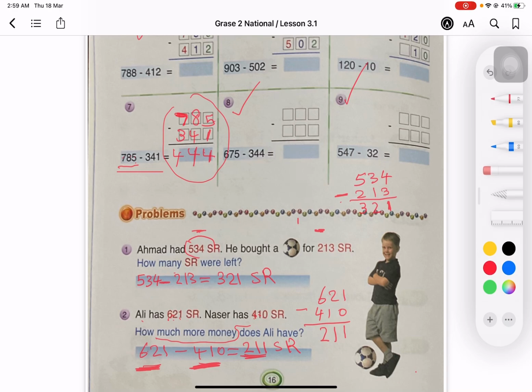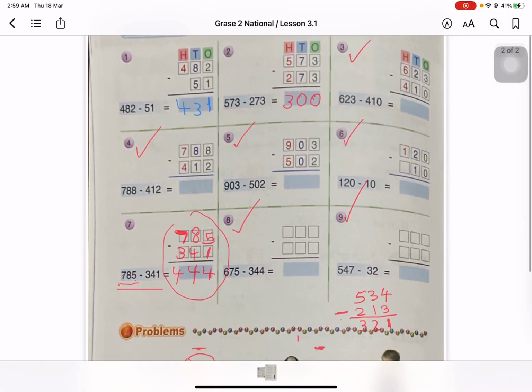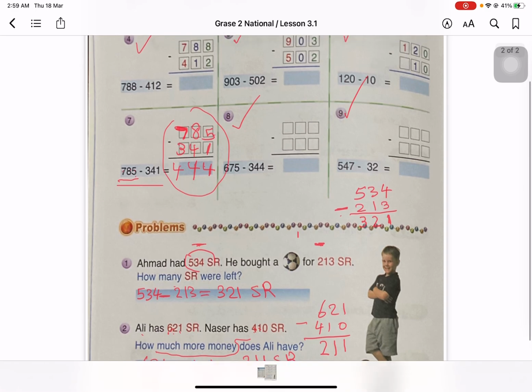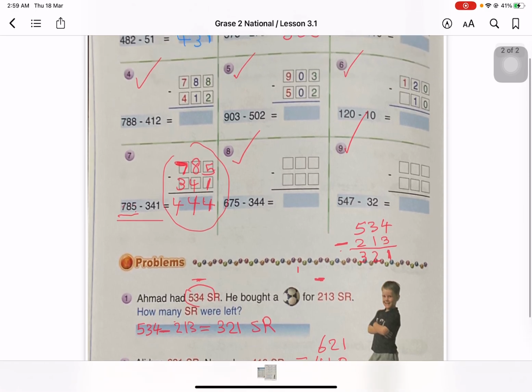Now you have homework above. Okay, you have question 2 and 3, 4, 5, 6, 8 and 9 as homework, plus 8 and 9. Okay, grade 2.